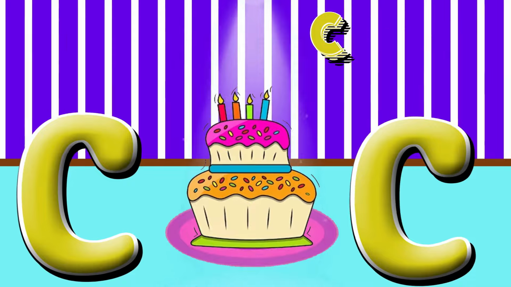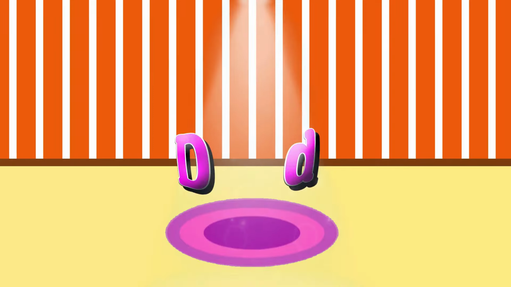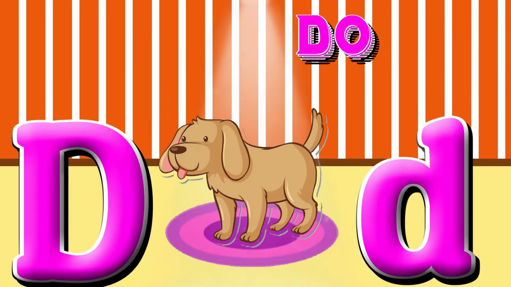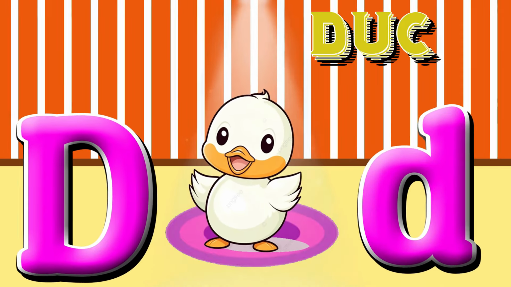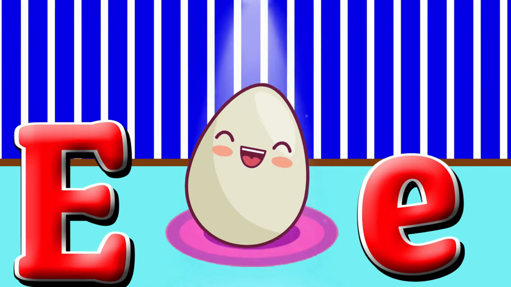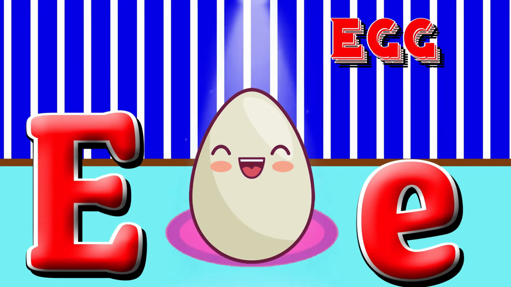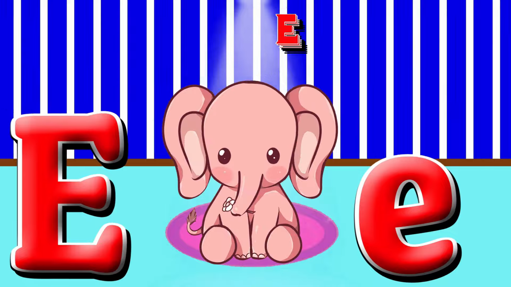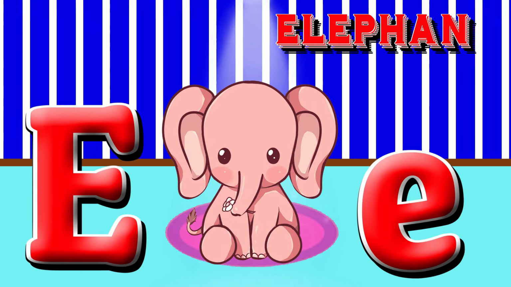C is for cake, c-c-cake. D is for dog, d-d-dog. D is for duck, d-d-duck. E is for egg, e-e-egg. E is for elephant, e-e-elephant.